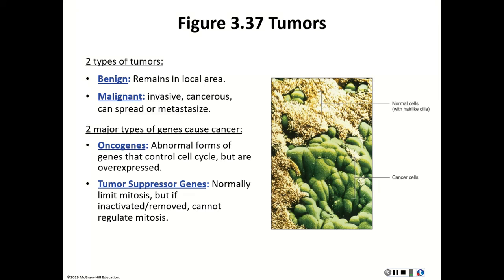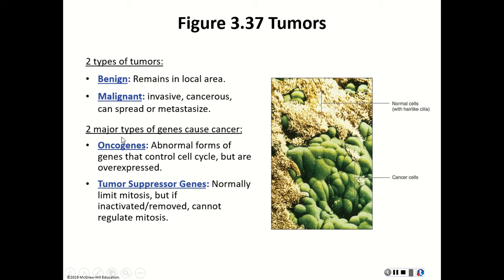So a little bit about tumors, since tumors are really abnormal growths. We've got two different kinds of tumors. There are benign tumors, and those are the ones that remain locally. They do not spread to the rest of the body. And then there are malignant tumors, also known as cancerous tumors. These are invasive. They can invade the blood vessels, the lymphatics, or even metastasize and spread to the rest of the body.